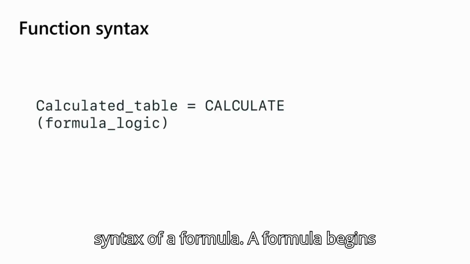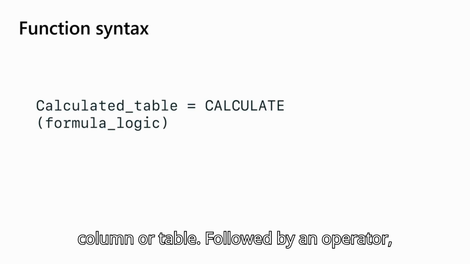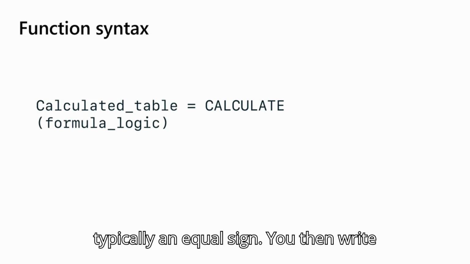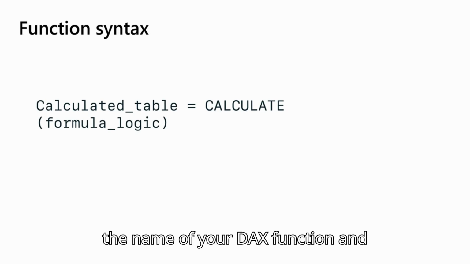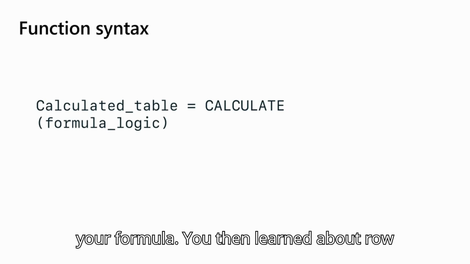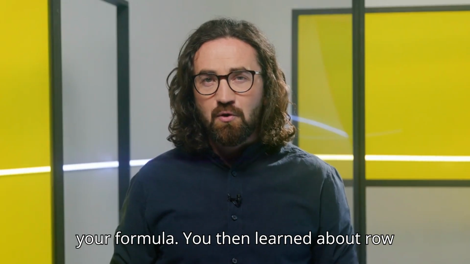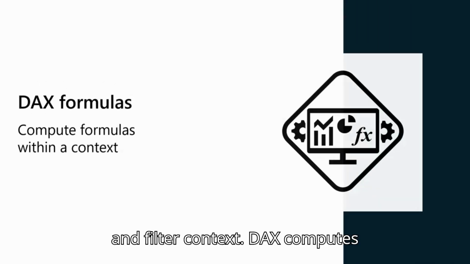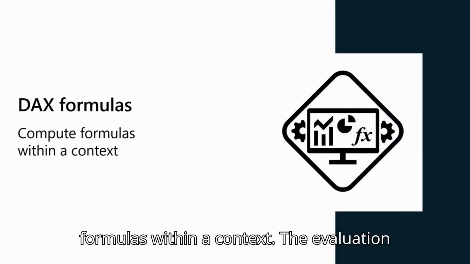A formula begins with the name of your new calculated column or table, followed by an operator, typically an equal sign. You then write the name of your DAX function and parentheses that contain the logic of your formula. You then learned about row and filter context. DAX computes formulas within a context.